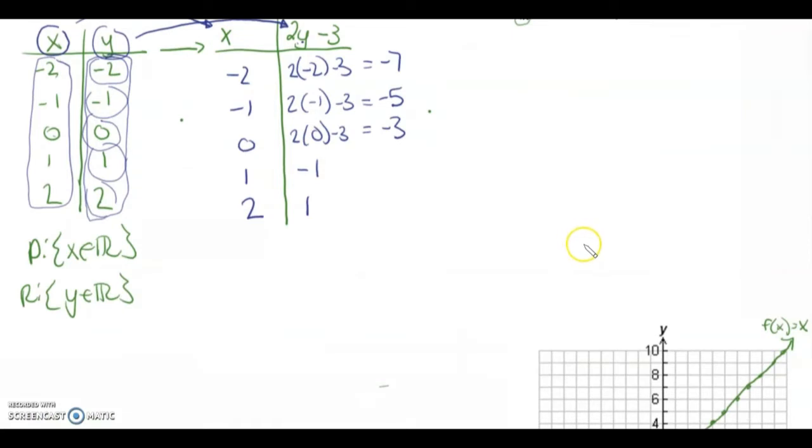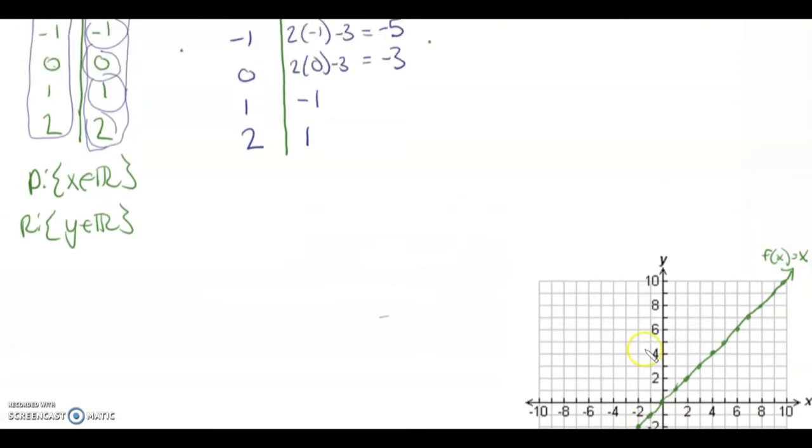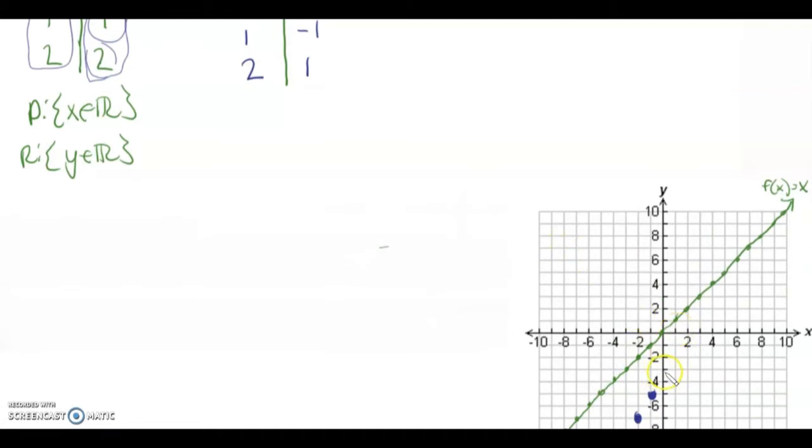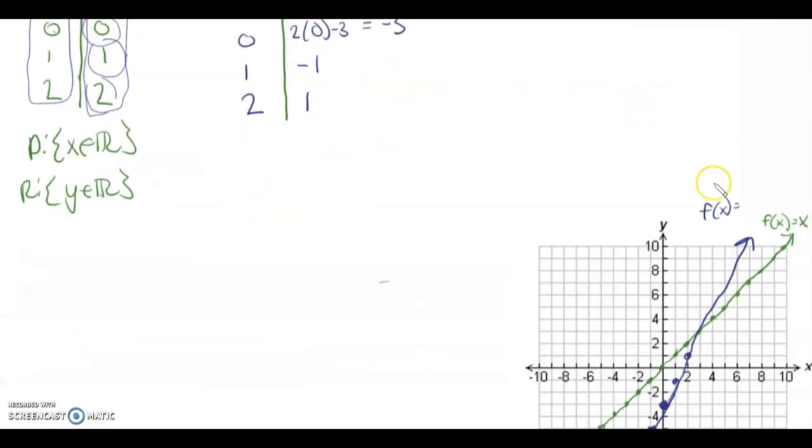So -2, -7, -1, -5, 0, -3, 1, -1, 2, 1. Okay, so this is now the transform function. And this is going to be called f at x equals 2x minus 3.